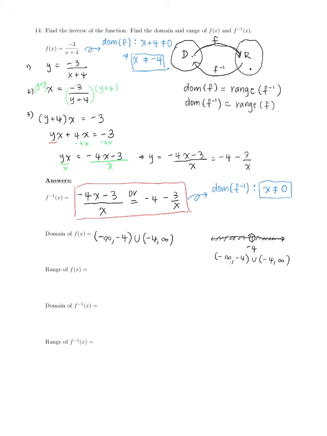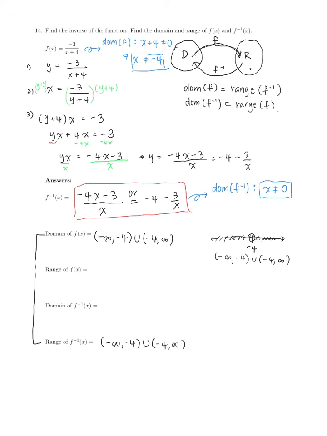Okay. Now the range, hold on. The domain of f is the same thing as the range of f inverse. Look at the picture. So these answers must be the same. So this means negative infinity to negative 4, union, negative 4, and then infinity.